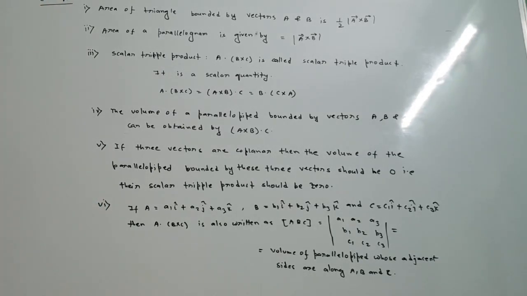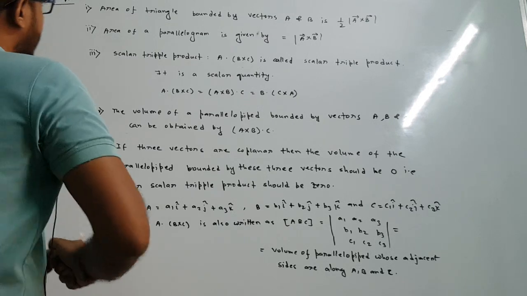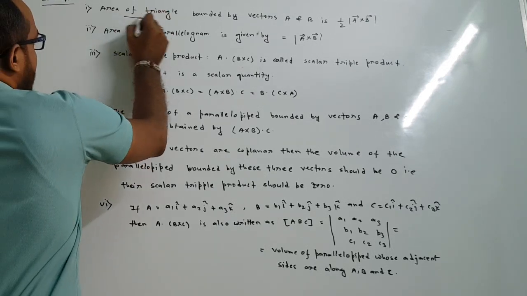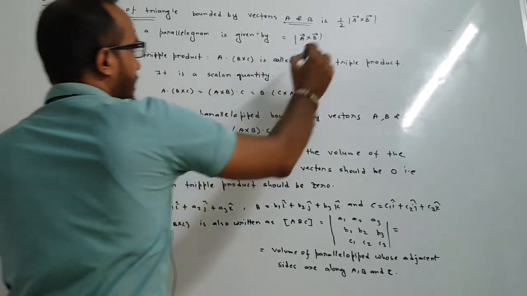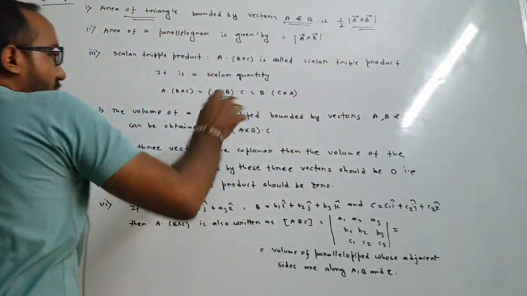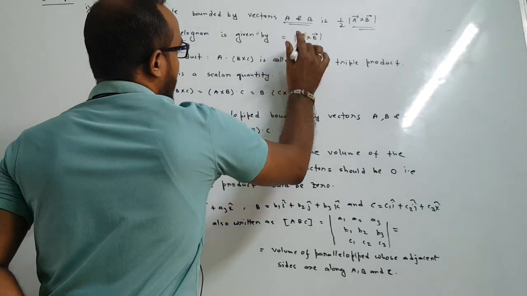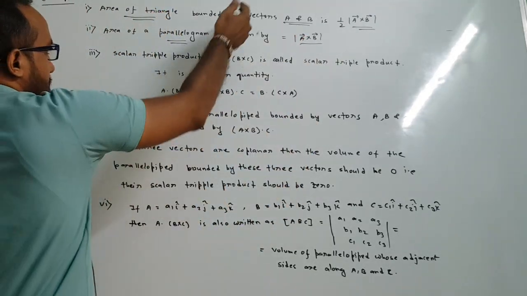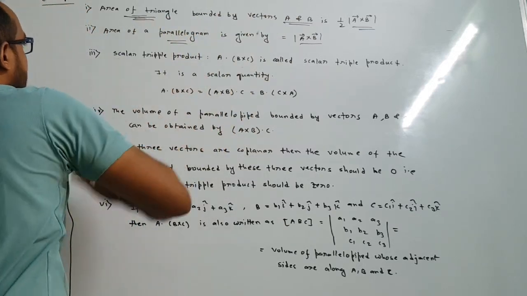So let us see some concepts which are extremely important from the JEE Mains and Advanced perspective. We already know the area of the triangle bounded by A and B is half of mod of A cross B. Area of parallelogram is only mod of A cross B. That means half of A cross B is actually the area of the triangle.